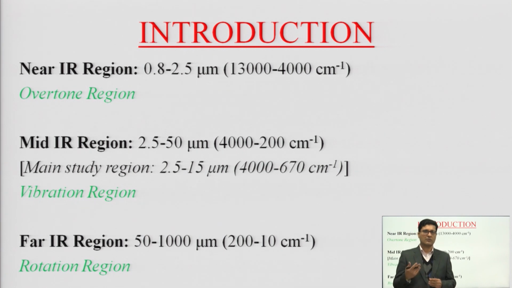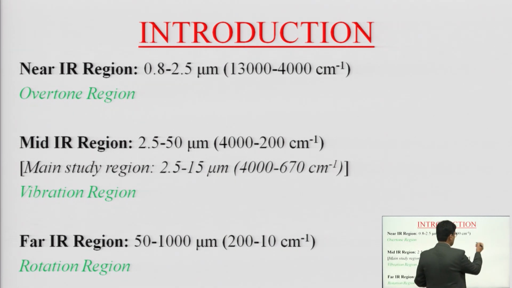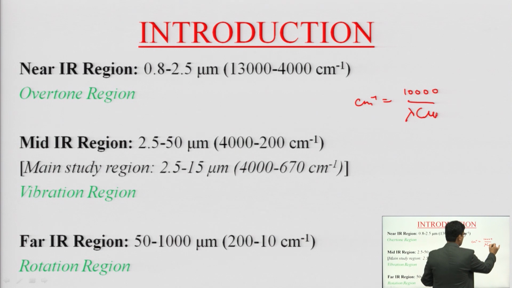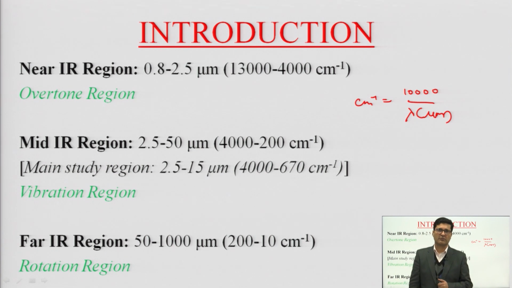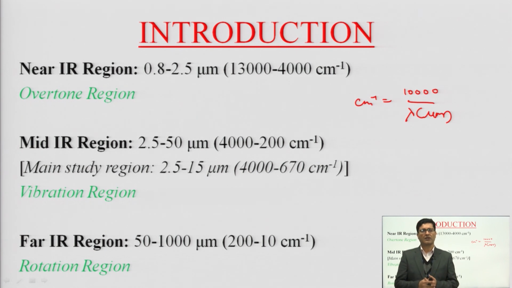The wave number unit is the most widely used unit in the course of this study. It can be obtained by a simple correlation: 10,000 divided by the wavelength in micrometer. So if you want the wave number value of any particular wavelength, you can divide 10,000 by the wavelength value represented in micrometers.